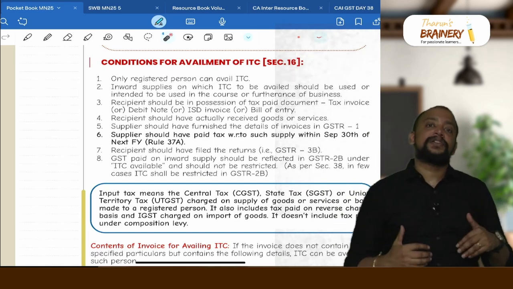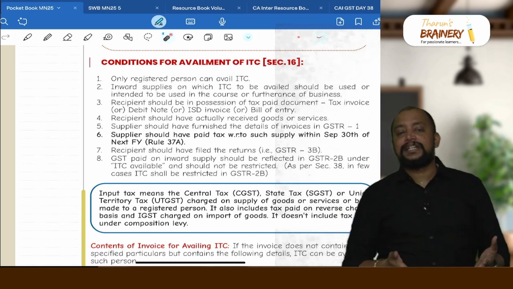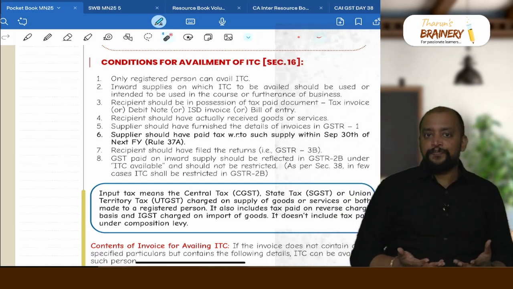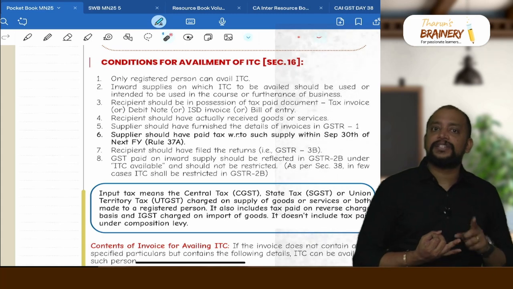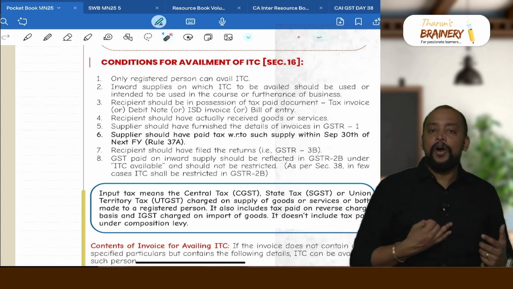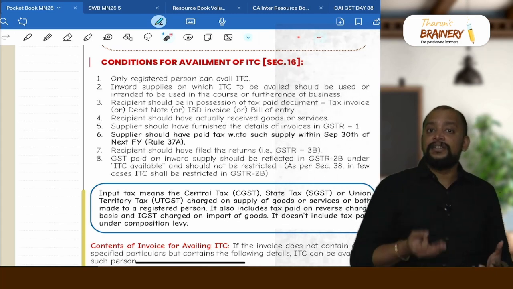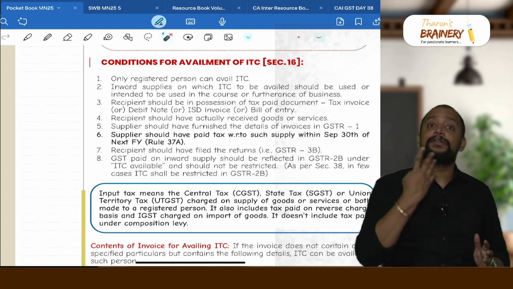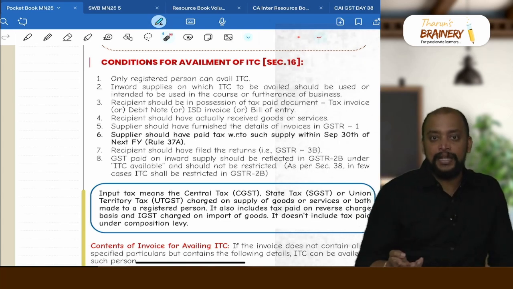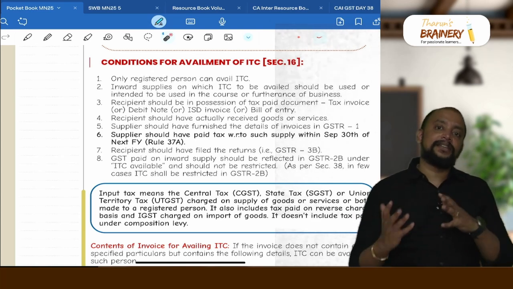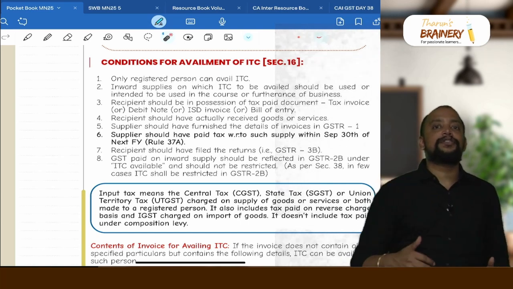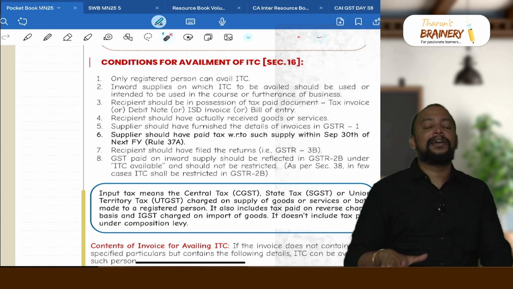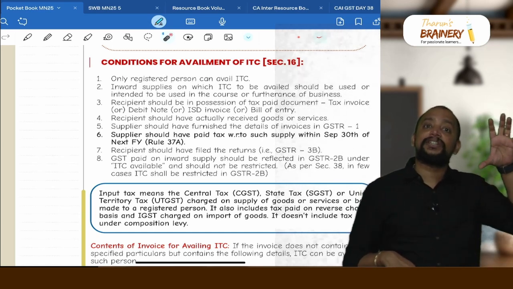ITC not available because of section 38. As per section 38, all these are defaults on the part of the supplier. The supplier is a newly registered person, or the supplier has not filed GSTR 3B, or the supplier has availed ITC in GSTR 3B more than 2B, or the supplier's liability in GSTR 1 is greater than the liability in 3B, or the supplier defaults in payment of tax and the default continues and notices have been given, or the supplier failed to pay 1% of the liability through the electronic cash ledger, like that. There are some situations given in section 38.